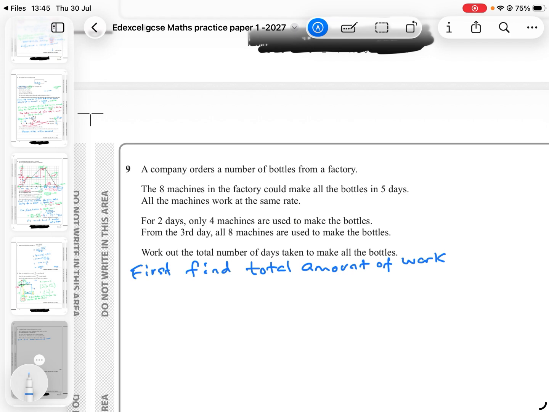So total amount of work is normally machine days. So 8 machines in the factory could make all the bottles in 5 days. That means 8 times 5, 40. We normally say amount of work, 40 machine days.